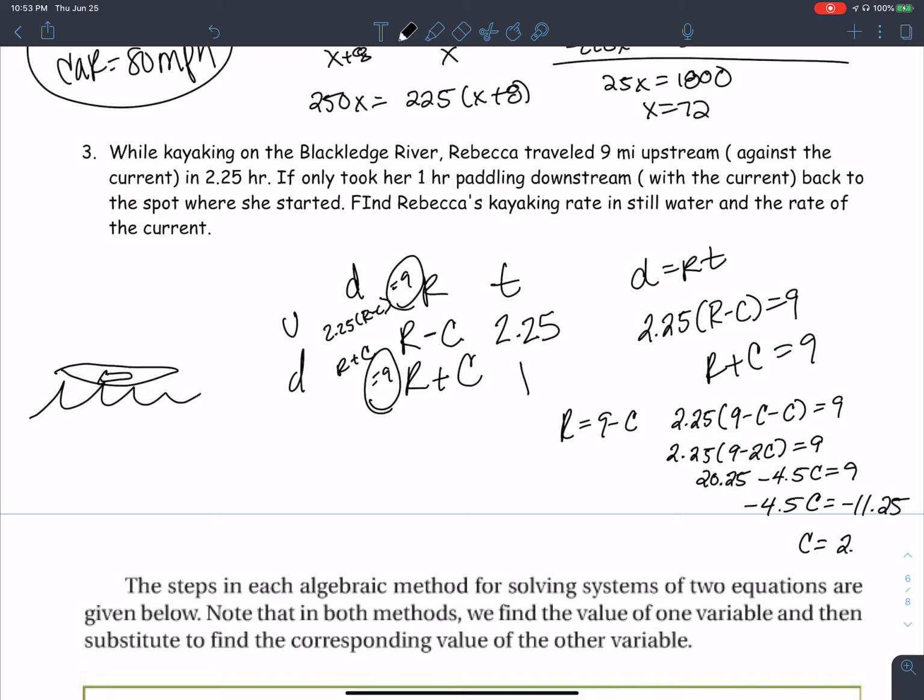C, the current is 2.5 miles per hour, which makes sense, right? Because the current is slow. So Rebecca is going to equal 9 minus the current. So 9 minus 2.5 is going to be 6.5. So Rebecca equals 6.5 miles per hour. Okay? So that is how we solve those.